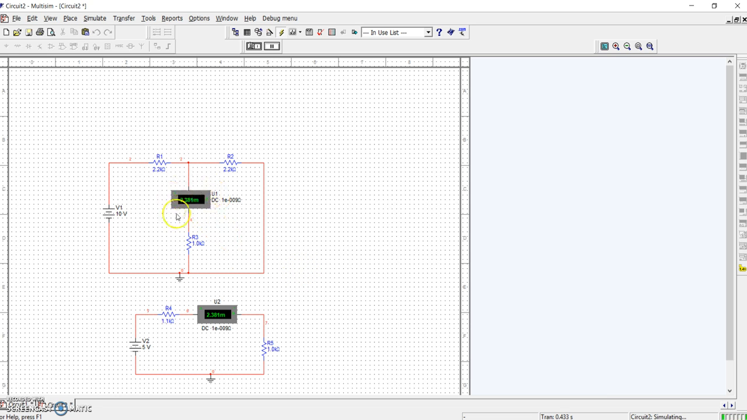So if you observe the ammeters for both circuits, these are showing the same value. So this will be the Thevenin's equivalent circuit of this one. So hence the theorem is verified. Thank you.